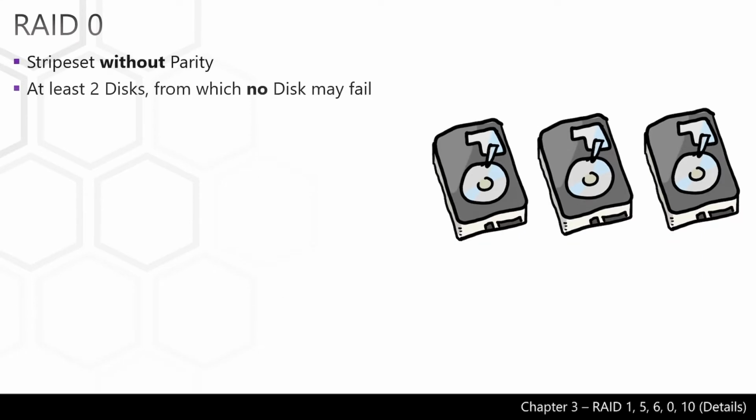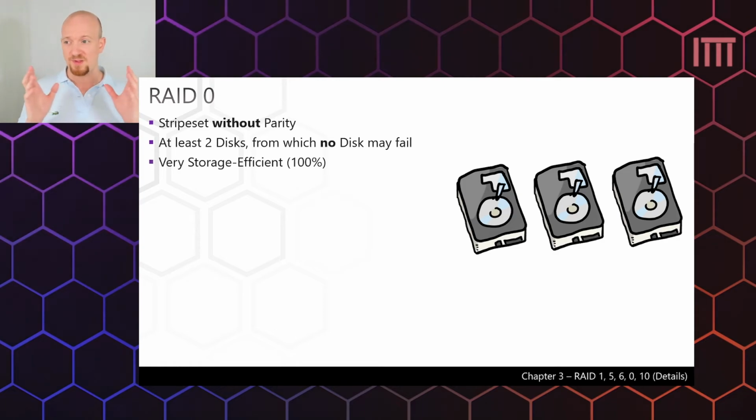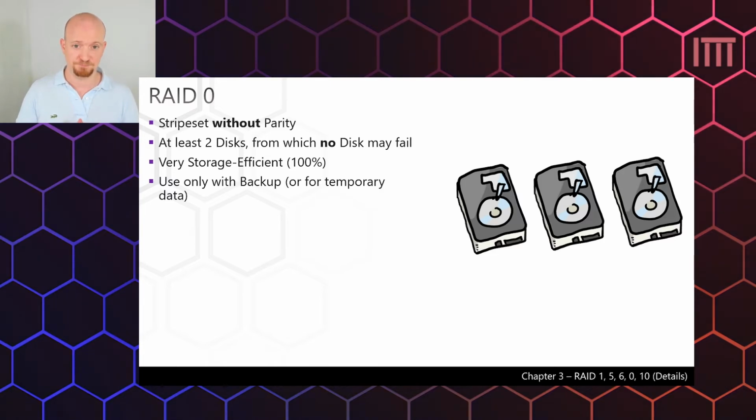Let's talk about RAID 0, the stripe set without parity. You need at least 2 disks from which no disk may fail. So if you have 1 disk failing, you will lose all your data. However, a RAID 0 is very storage efficient. You get all the capacity from all your disks combined, so 100%. You should always only use a RAID 0 together with a backup solution, or if it's just used for temporary data.